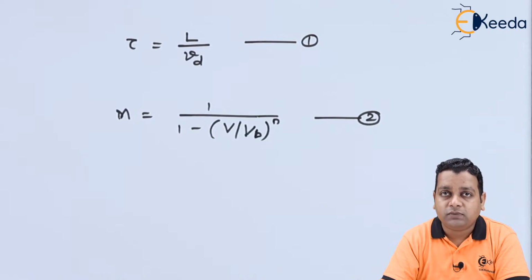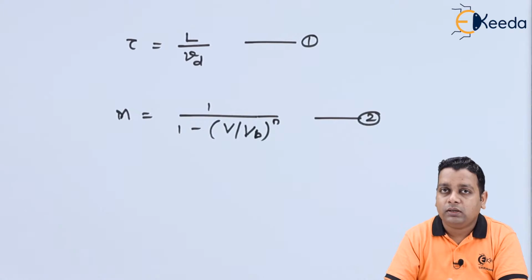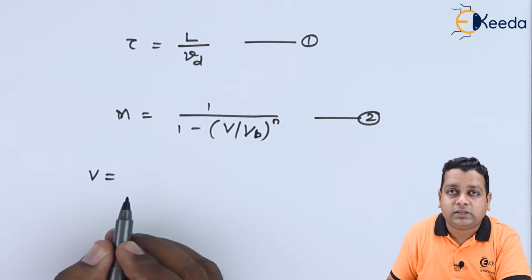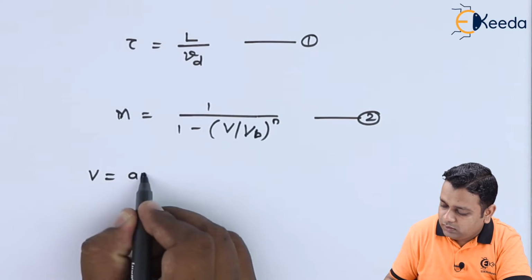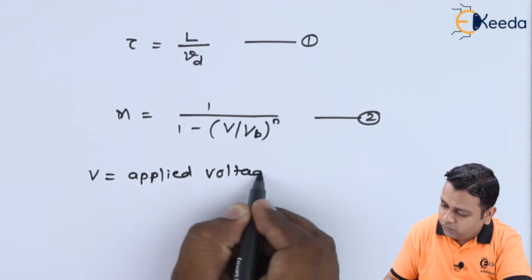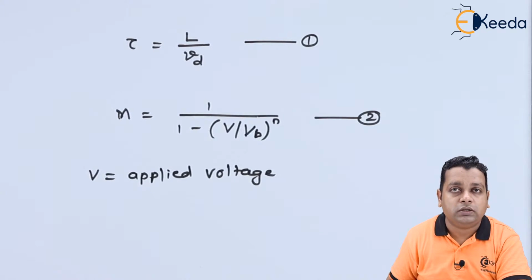So in this equation we have the variables used to determine the multiplication factor for the avalanche operation, that are capital V, V suffix B and small n here. Here capital V represents the applied voltage. So I mention here, applied voltage to the device or the diode you can take.